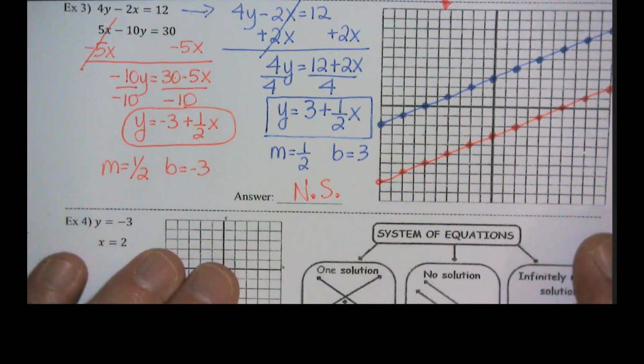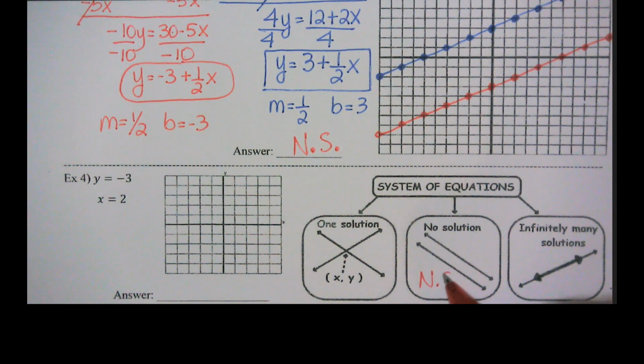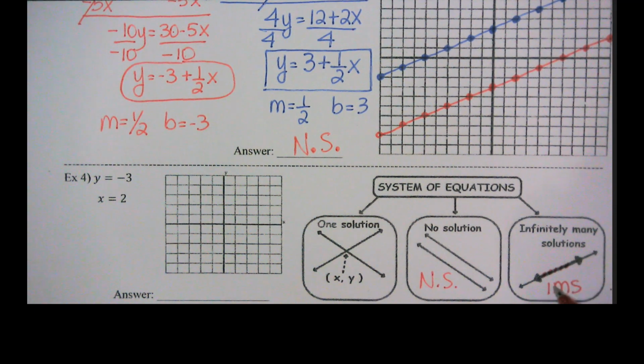Okay, so today we're talking about system of equations, and we just saw 3 examples. One in which we had one solution, a point of intersection, where you get an x coordinate and a y coordinate for the solution. The other possibility is you get 2 parallel lines, so that means you have no solution, which you can abbreviate with NS. Or you could get one line on top of the other, so that means you have an infinite number of points of intersection, so you're going to say IMS, infinitely many solutions.